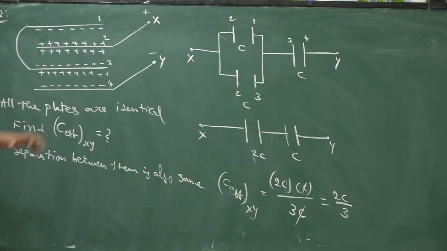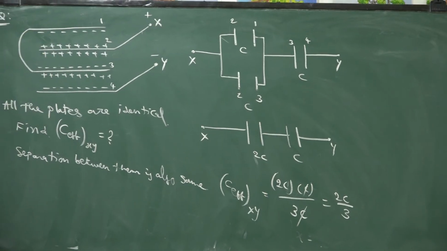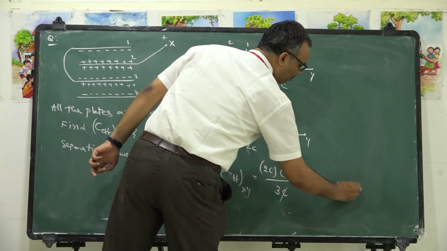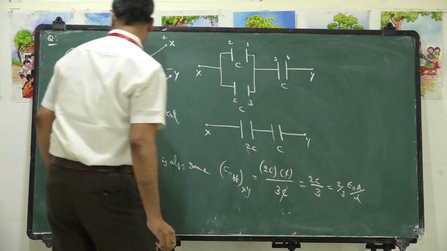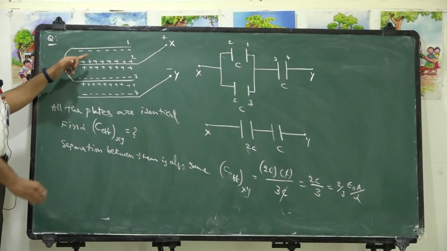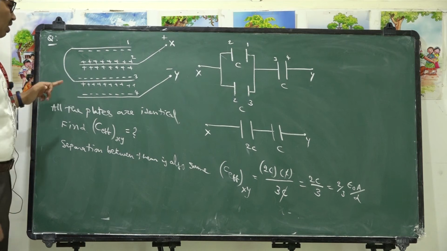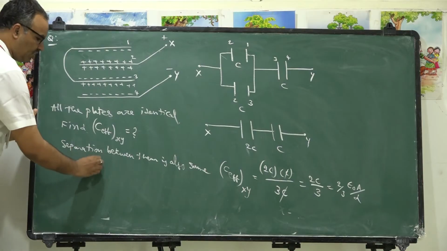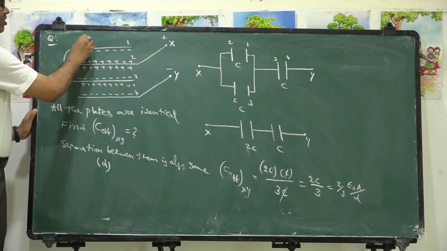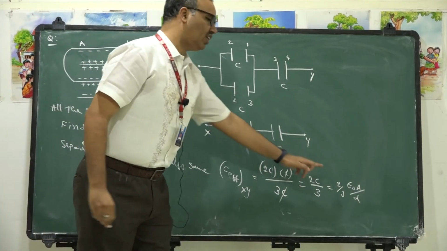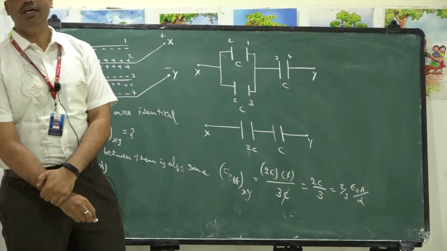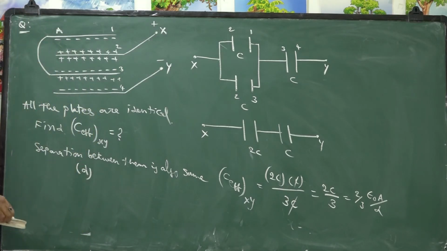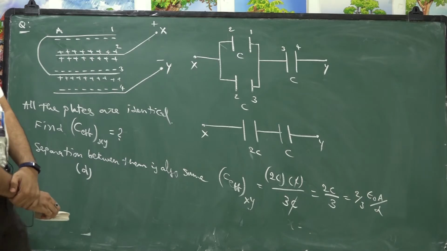As you know that they are parallel plate capacitors. The capacitance of a parallel plate capacitor is given by epsilon naught A by D. All the plates are identical, meaning all the plates have identical area A. Separation D. D is the separation between them. A is the area of each plate. So effective capacitance of such a combination of plates is 2 by 3 epsilon naught A by D.